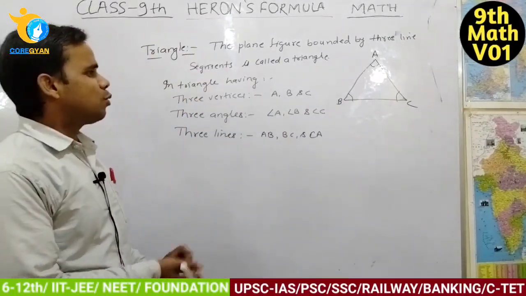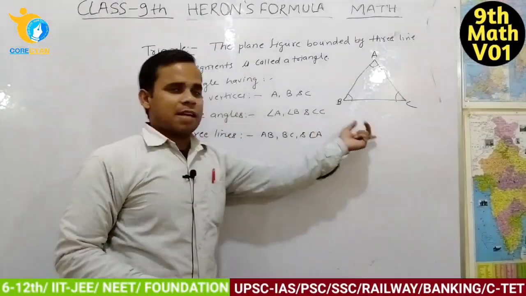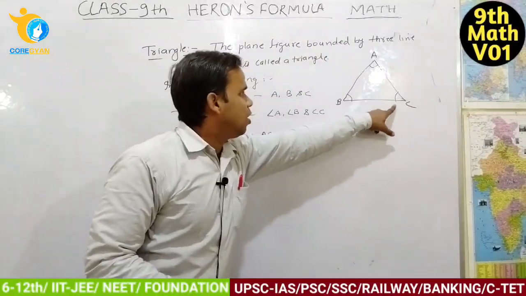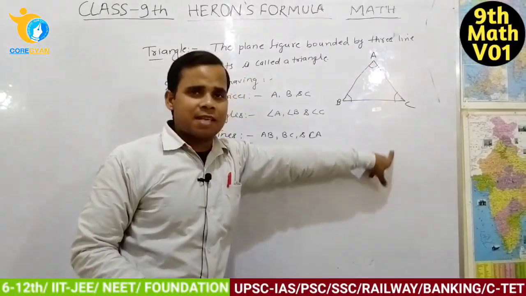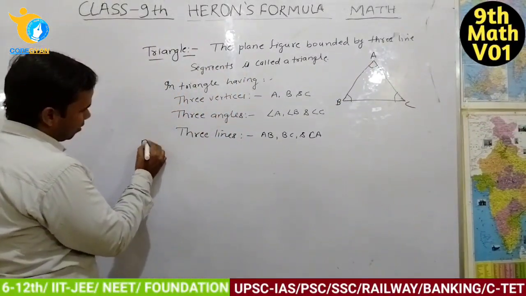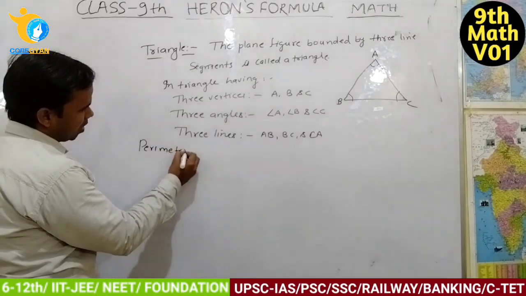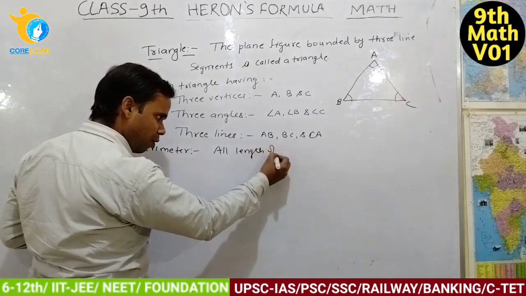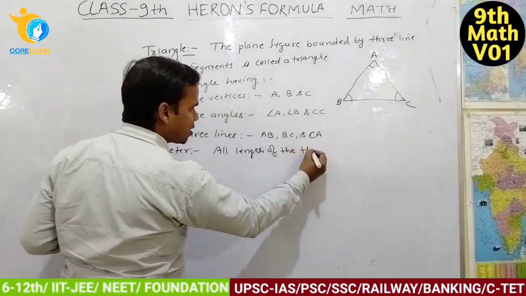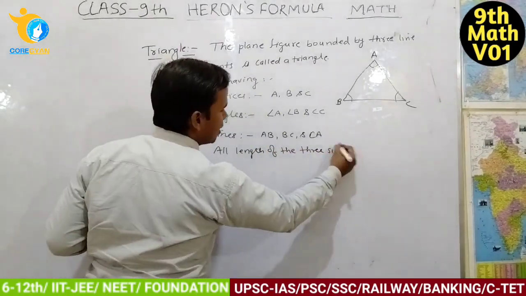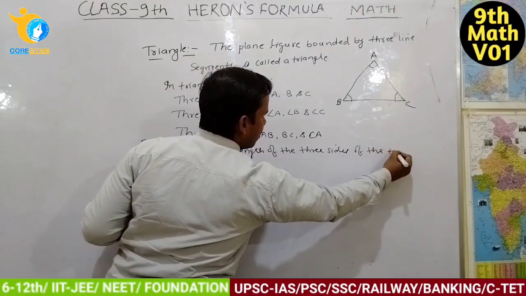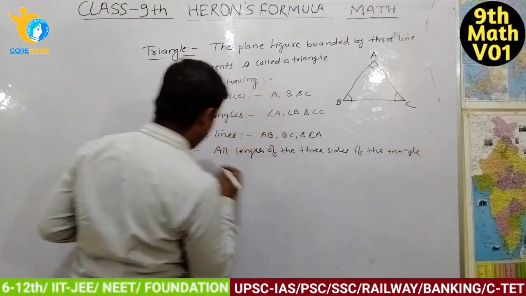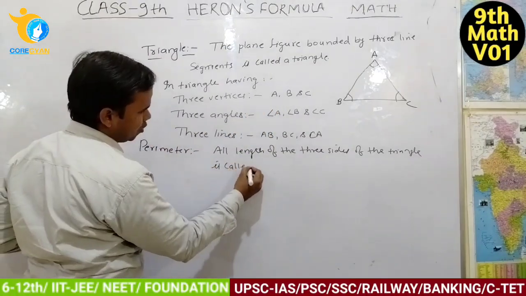Then we have to use the perimeter of the triangle. So all the lengths of the three sides of the triangle. What is perimeter? All the lengths of the three sides of the triangle is called the perimeter.